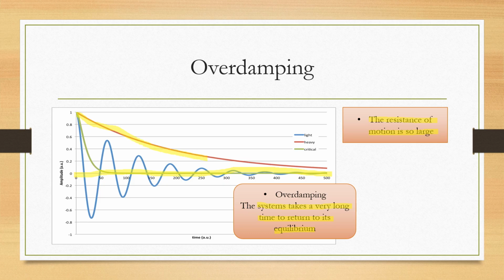Okay, so why did I put a three-graph here? For you to differentiate between over damping, light damping, and also critical damping. Can you figure out which of these lines is the critical damping? Critical damping will be this green line, and light damping will be this blue line. Over damping will be this red line. That's why you see it takes a very long time to reach its equilibrium, because the resistance of motion is so large.